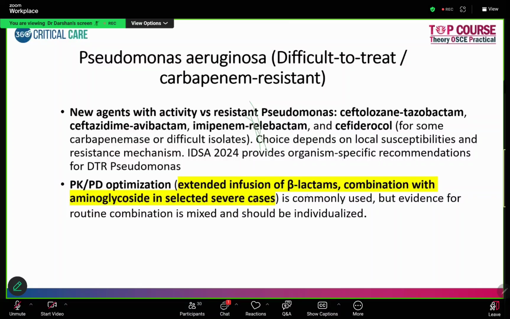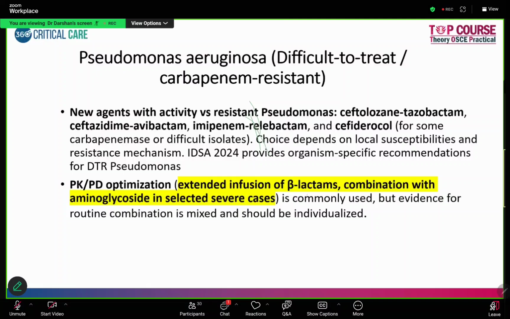Coming to the penultimate one, that is Pseudomonas aeruginosa that is difficult to treat, or carbapenem resistant Pseudomonas aeruginosa. Newer agents with activity versus resistant Pseudomonas, what they are using right now is ceftolozane-tazobactam, ceftazidime-avibactam, imipenem-relebactam, or cefiderocol. The only thing IDSA says is whenever we are choosing these drugs, especially the beta-lactam, beta-lactamase inhibitor combinations, try and use it as an extended infusion.